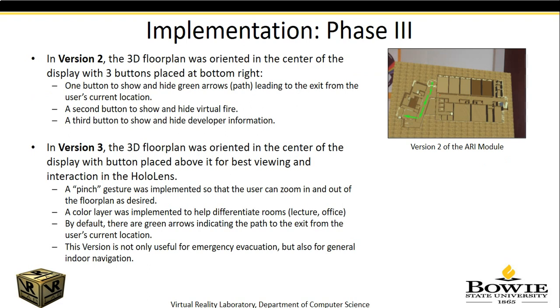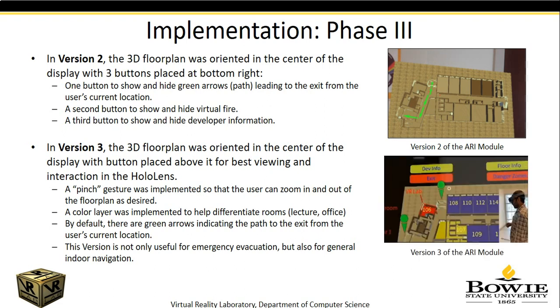For version 2, the floor plans were oriented in the center of the display. There are 3 buttons that were implemented for version 2. One button to show and hide the green arrows, indicating how to get to the exit. A second button to show and hide virtual fire, and a third button to show and hide developer information. In version 3, a pinch gesture was implemented so that the user can zoom in and out of the floor plan as desired. Also, a color ladder was implemented to differentiate each room on the floor plans.